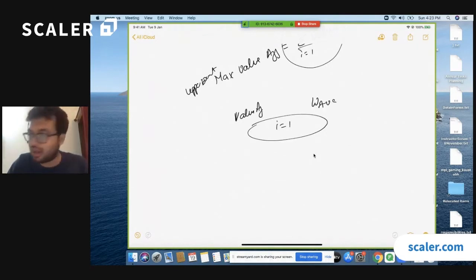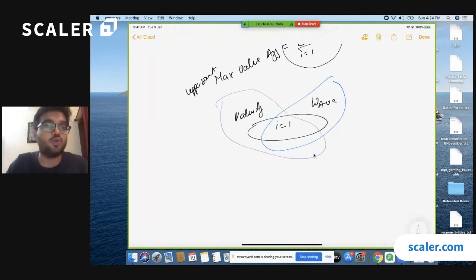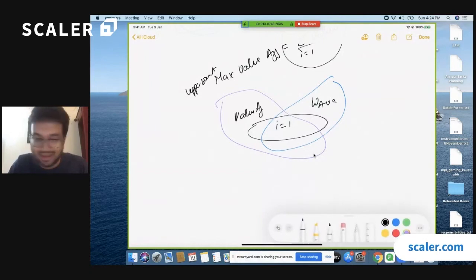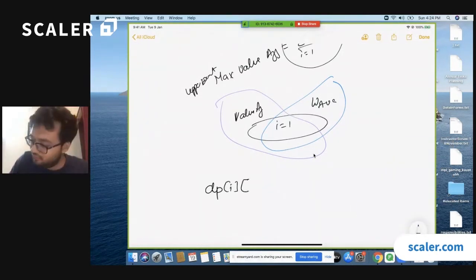But this time around, I am not using these two things to define my state, but instead, I am using these two parameters to define my state. So my state would be something like this: dp of I, comma, the value aggregated.